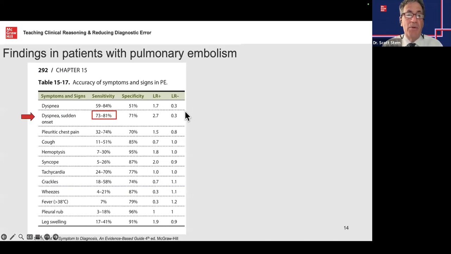So here's the data for pulmonary embolism. How often do patients present classically? Well, dyspnea of sudden onset occurs in 73 to 81% of patients. Well, that's great, except it means that 19 to 27% of patients with proven pulmonary embolism don't present with dyspnea of sudden onset. Pleuritic chest pain is seen on average in about half, which means about half of patients with pulmonary embolism don't have chest pain, and hemoptysis is actually uncommon.